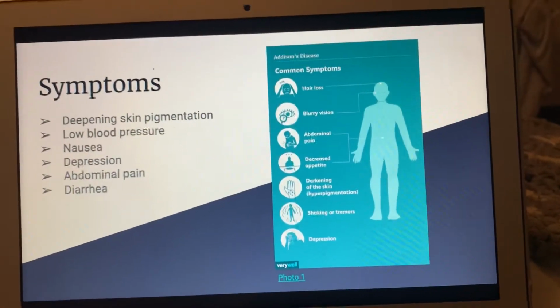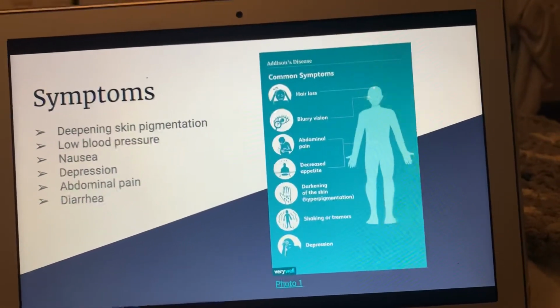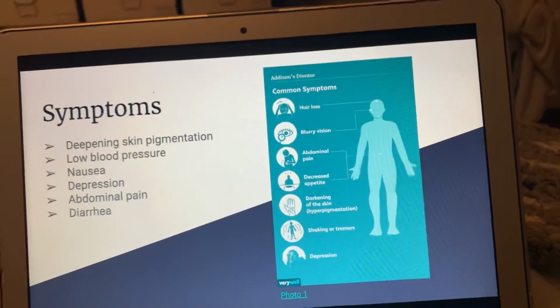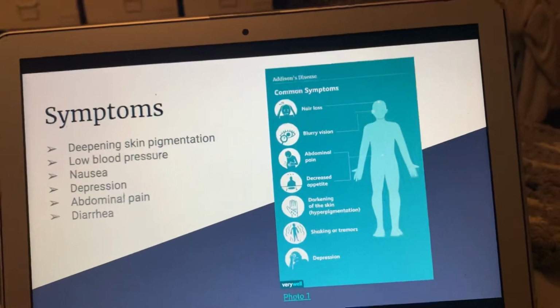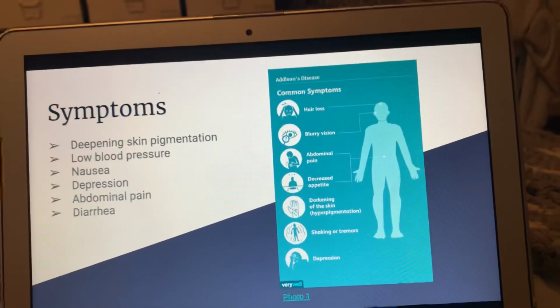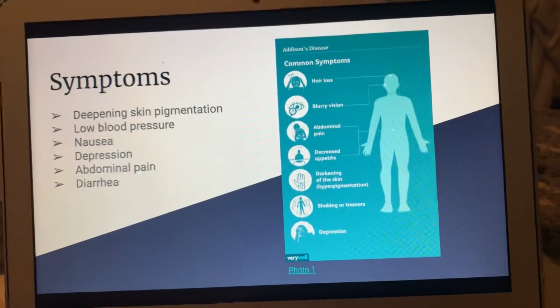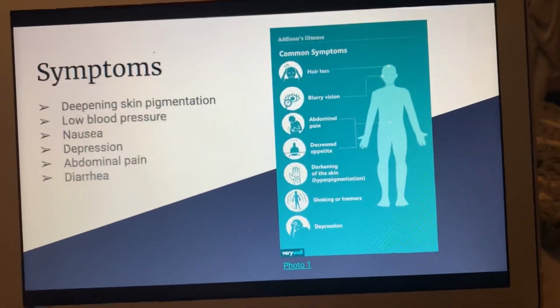Some of the most common symptoms of Addison's are dark skin pigmentation, low blood pressure, nausea, depression, abdominal pain, and sometimes diarrhea. Some people may experience only a handful of these symptoms while others experience many more of them.